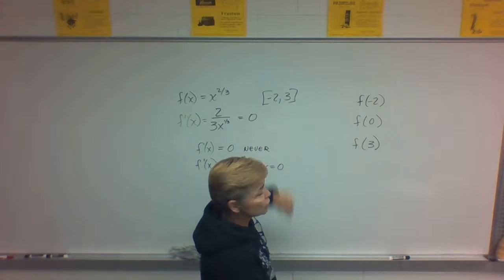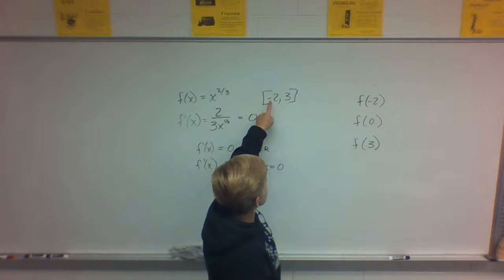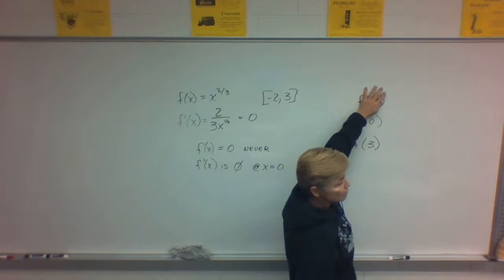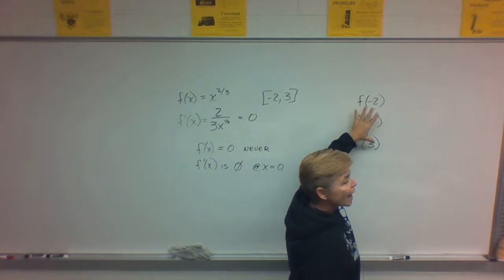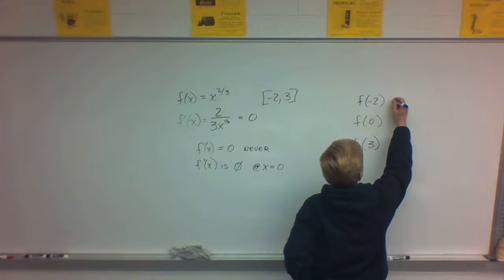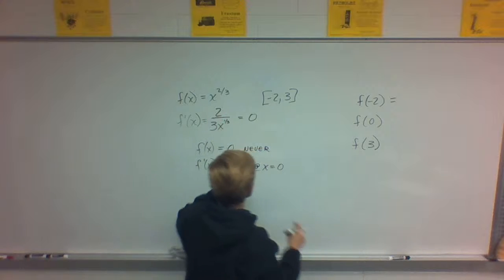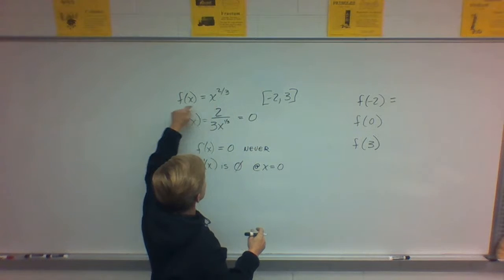Why endpoints? Because it's a closed interval. If this were an open interval at -2 and closed at 3, I would eliminate this one. Check these two. Are you with me? So we find the y values for each one of these things. Not the derivative. The derivative only gave us places to look, but now we look for them in the original.